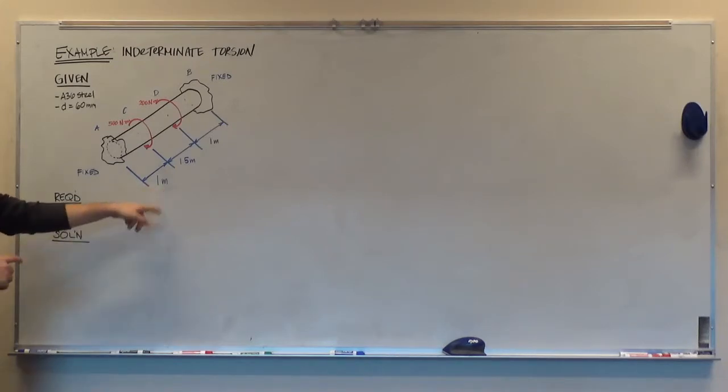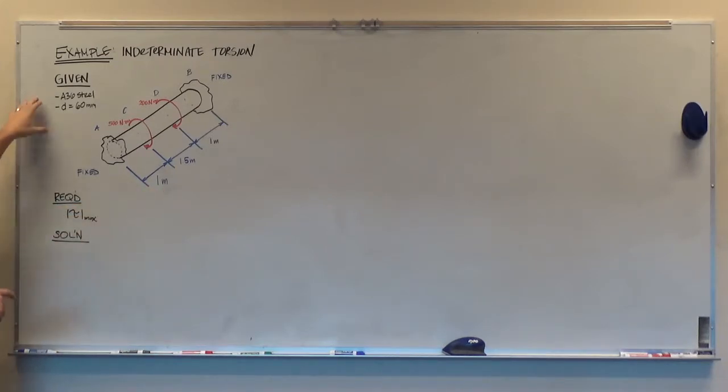The dimensions are given. We're also told something about the material. We're told it is A36 steel, so we can look up the modulus of rigidity for that from the back of Hibbler. And we're also given the constant cross-sectional diameter across the entire length of the shaft as 60 millimeters. So we're going to use that to calculate the polar moment of inertia of the cross-section.